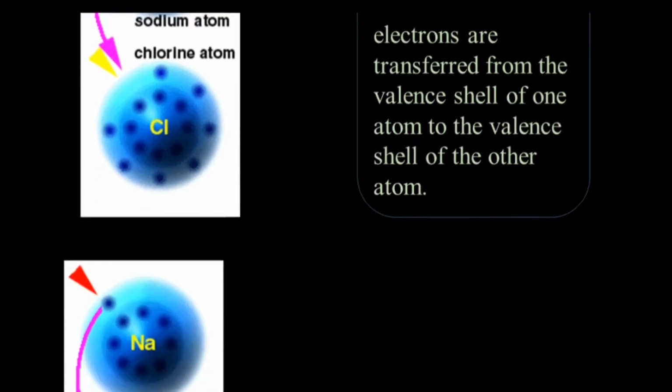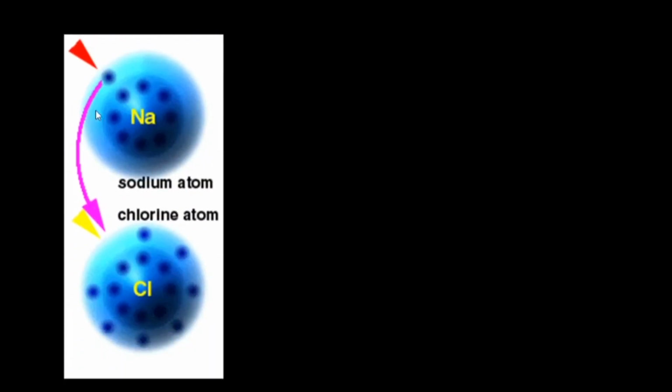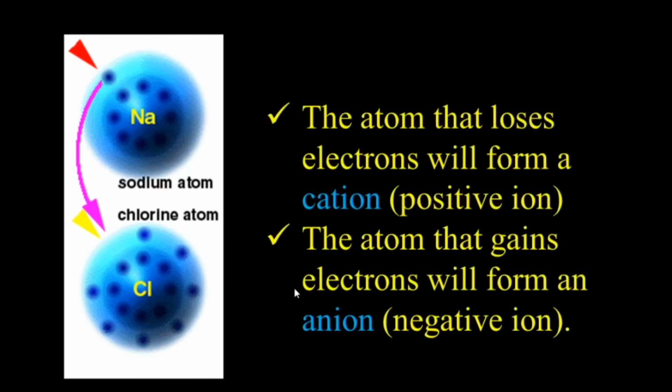So if we transfer like this, what will happen? The sodium atom loses one electron. What about the chlorine atom? It gains one electron. So the atom that loses electrons will form a cation. The atom that gains electrons will form an anion. Are you understanding? So here the sodium atom loses one electron, so the sodium atom gains a positive charge. So it is called a cation.